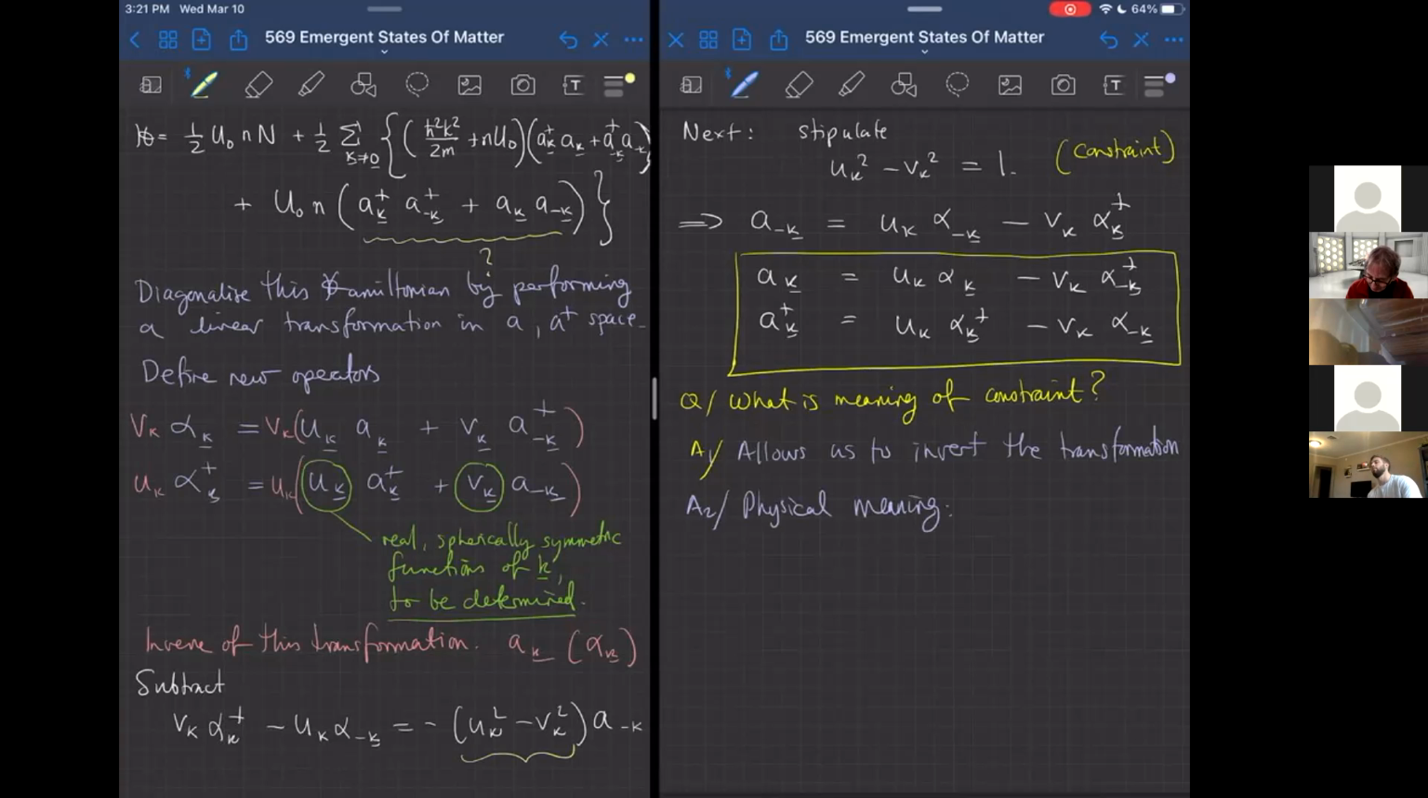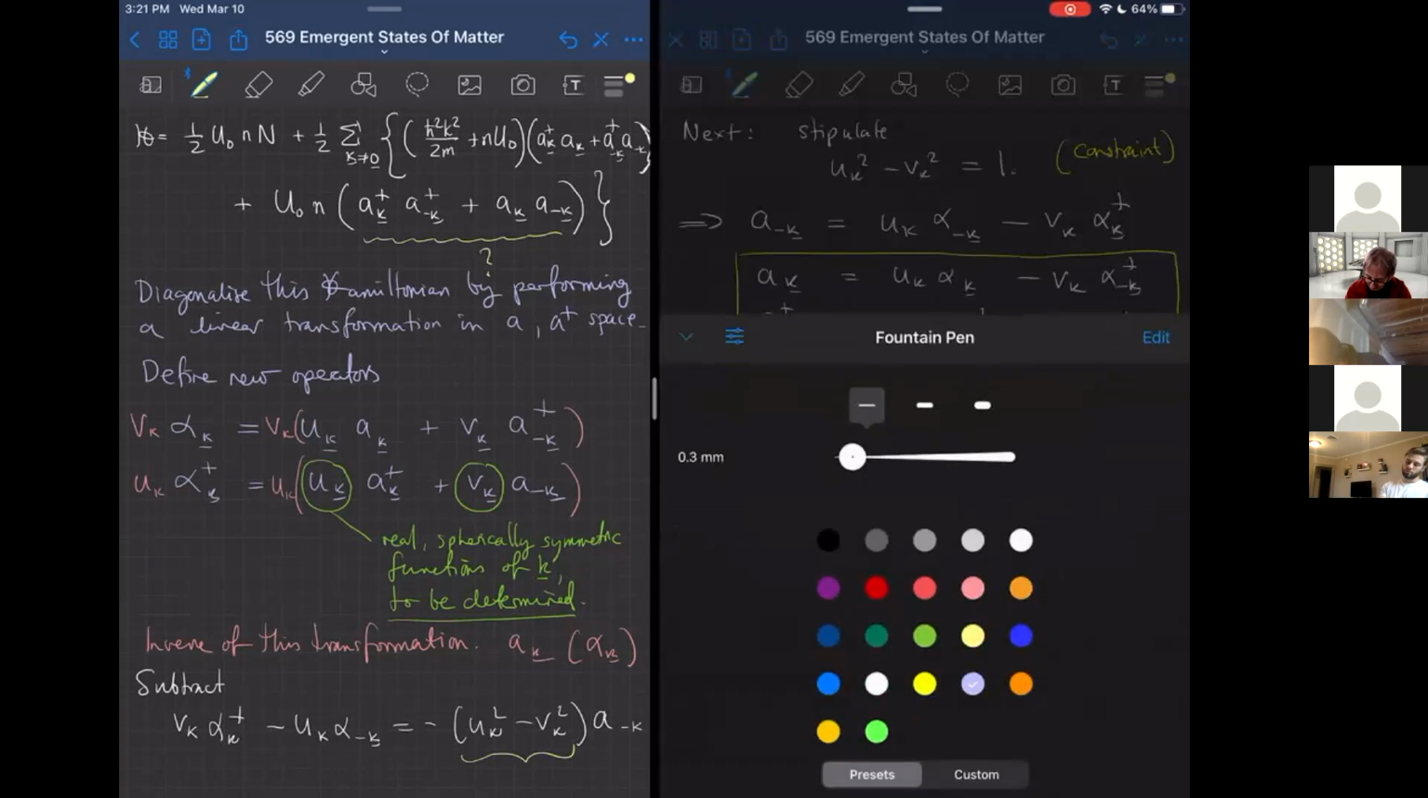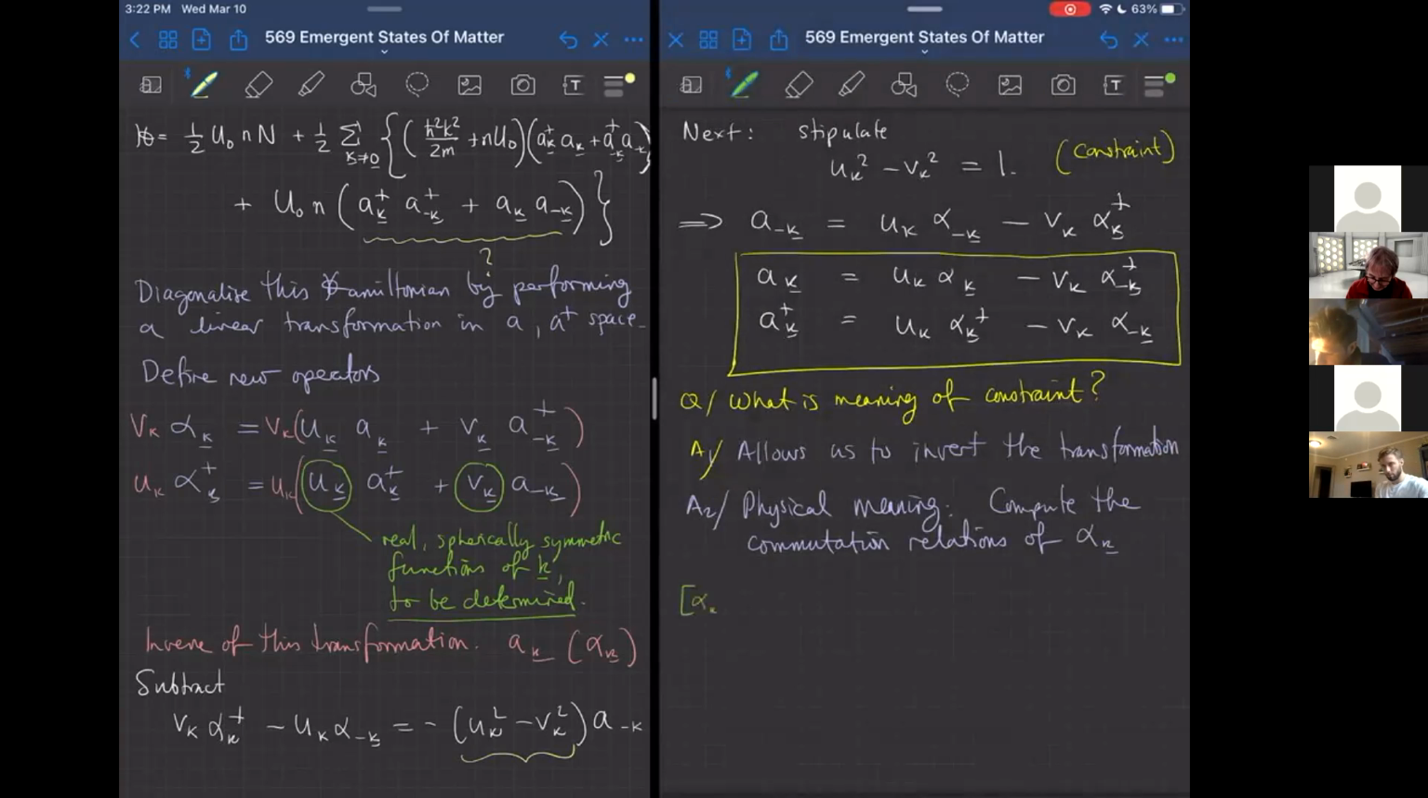And for that physical meaning, I'm going to compute the commutation relations of these new operators, these new fields defined by alpha. So the commutation relations I want to compute is alpha k, alpha k dagger, and so let's compute that. So that is the commutator of UK AK plus VK A minus K dagger. So that's the first term, and then commutate that with UK AK dagger plus VK A minus K. So that's what that thing is.